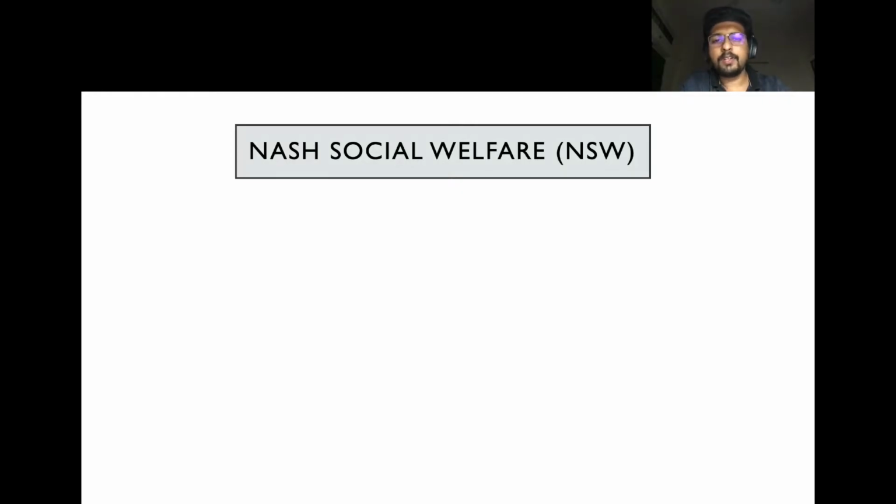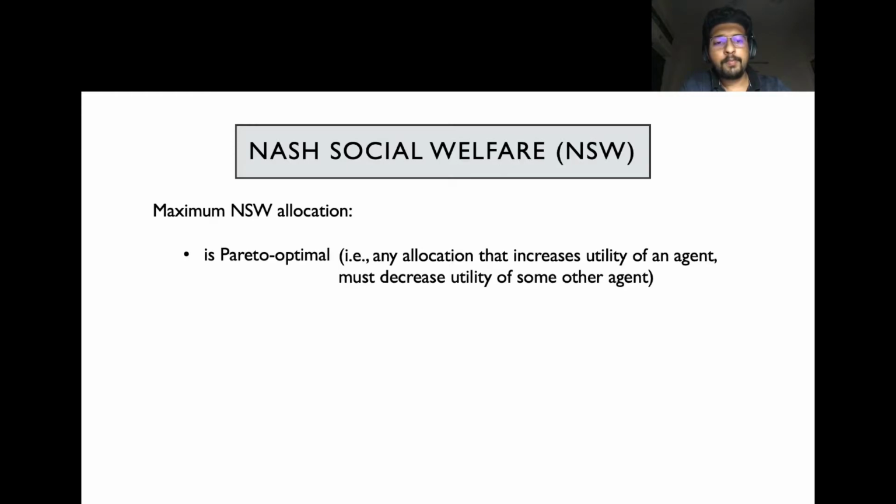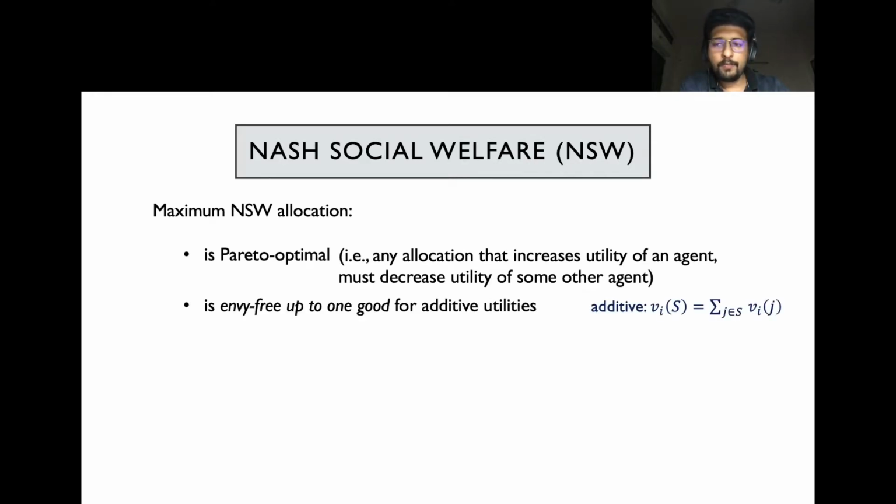The focus of this talk would be on net social welfare, and it's known to capture a wide variety of fairness properties. It's known that the maximum net social welfare allocation is Pareto optimal, which means that any allocation that increases the utility of an agent must decrease the utility of some other agent. It is envy-free up to one good for additive utilities, and additive utility just means that the value for a bundle is the sum of the values for goods in it.